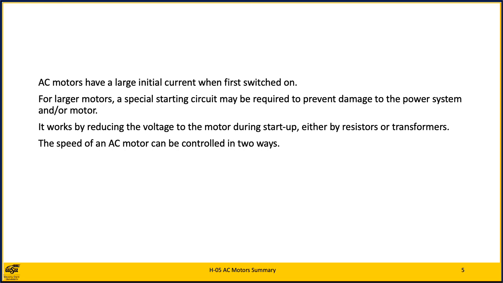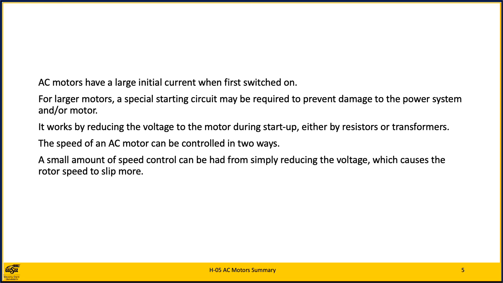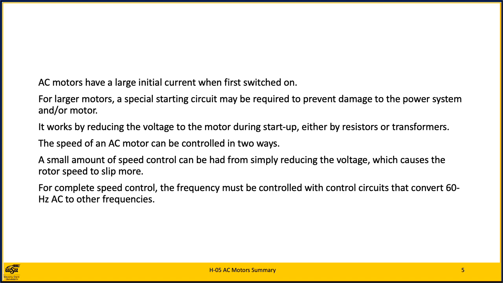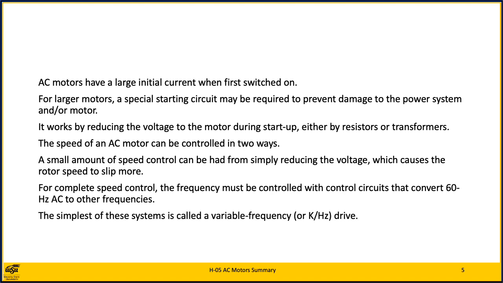The speed of an AC motor can be controlled in two ways. A small amount of speed control can be had from simply reducing the voltage, which causes the rotor speed to slip more. For complete speed control, the frequency must be controlled with control circuits that convert 60 Hz AC to other frequencies. The simplest of these systems is called a variable frequency, or volts per Hertz drive.